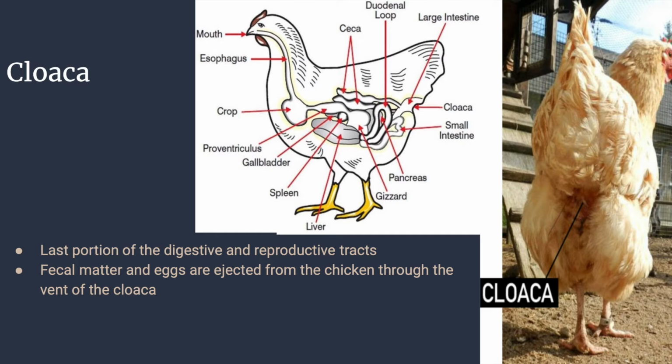The cloaca is the last portion of the digestive and reproductive tracts of the chicken. Fecal matter and eggs are ejected from the chicken through the vent of the cloaca.